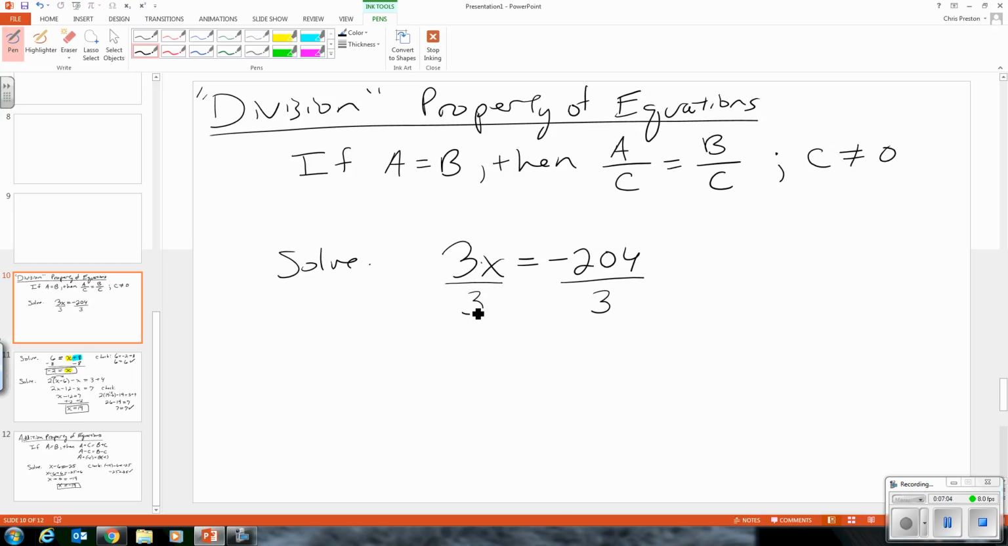Now, 3 divided by 3 is 1. So this would be 1x, or an x, equals, and then 3 goes into 204. Well, negative divided by a positive is going to be negative. 3 goes into 2, no, 3 goes into 20 6 times, that'd be 18, so 2 left over. 3 goes into 24 8 times, so negative 68. So whatever you're multiplying by, that's what you're going to divide by.